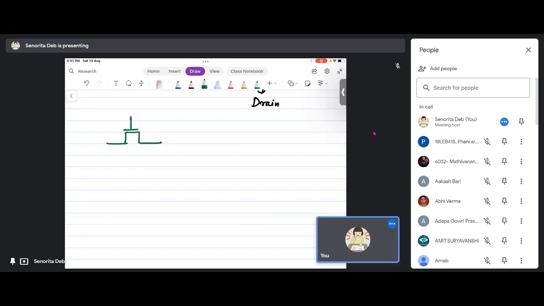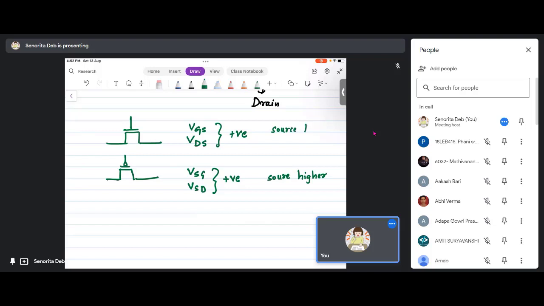With an NMOS, you have VGS, gate to source voltage, and VDS, drain to source voltage. This will be positive because source is at lower potential. With the PMOS, VSG is positive, VSD is positive. Or you can say VGS is negative, VDS is negative, because here source is at higher potential. Okay. With this concept in mind, let us start the question.